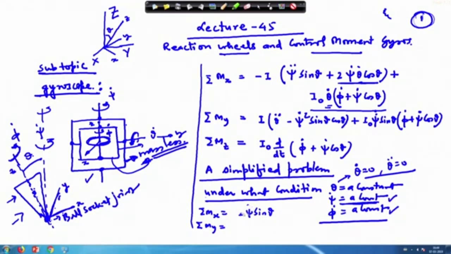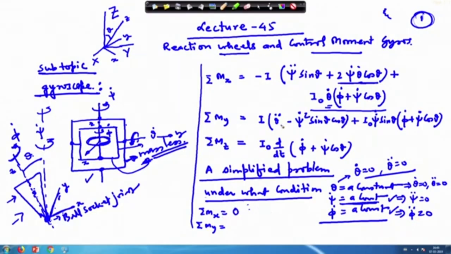So, that means this simply implies psi double dot equal to 0, this implies theta dot equal to 0, and theta double dot is also 0, and this implies phi double dot will be equal to 0. Therefore, in the first equation all the terms drop out. So, this becomes simply 0.